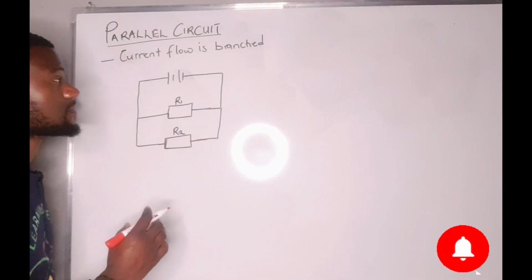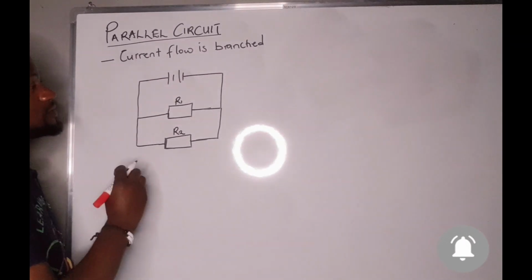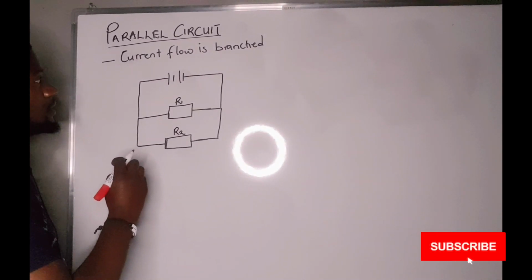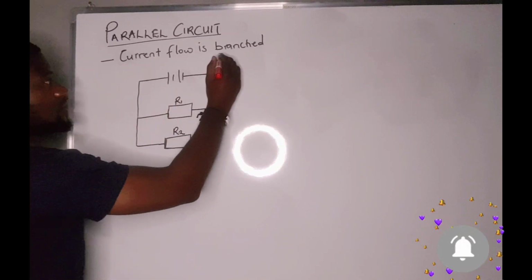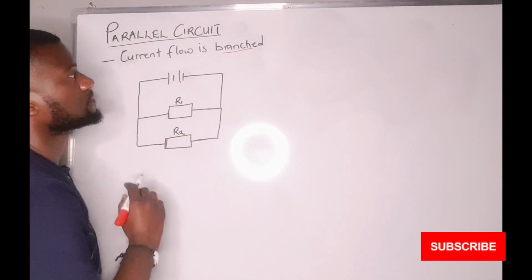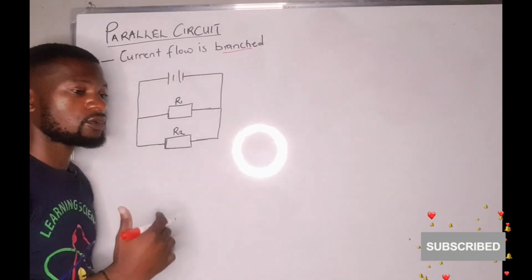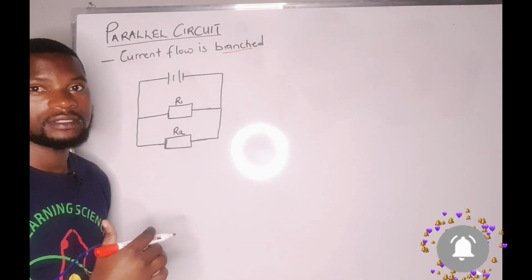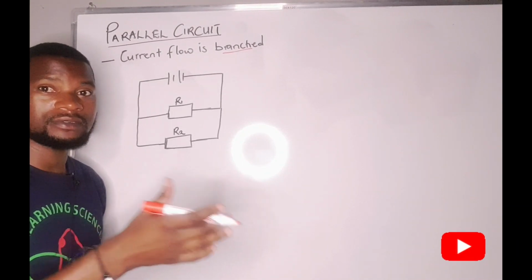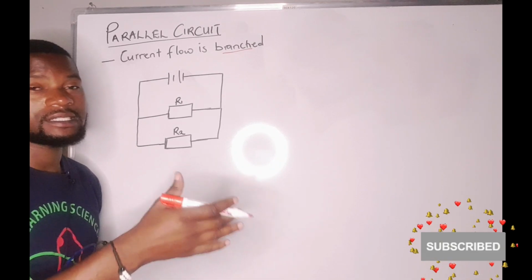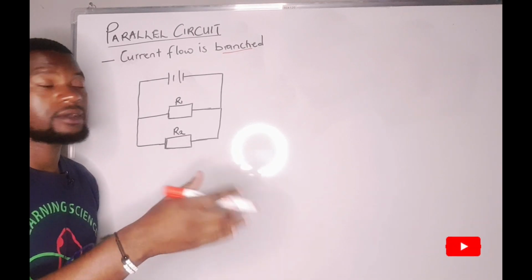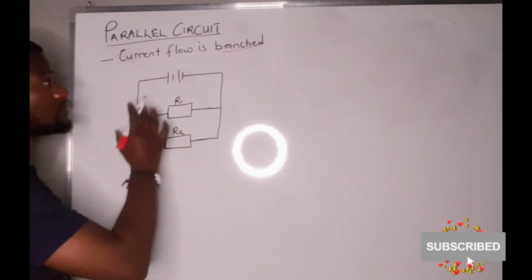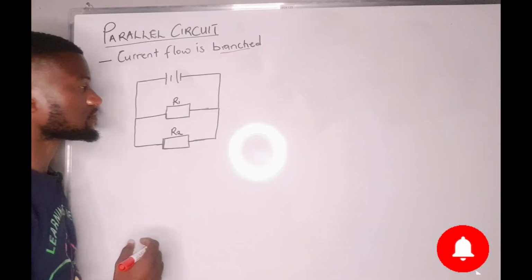So in a parallel circuit, the current flow is branched. It is different from the series circuit, because in a series circuit, current flow is in a single path. But for this one, the current flow is branched.